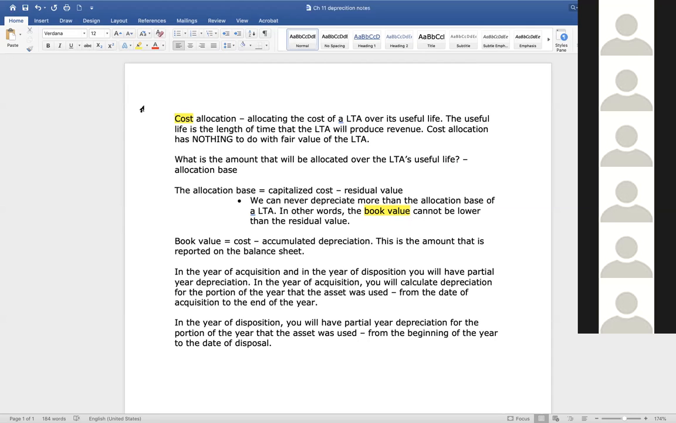Okay, so I'm going to quit sharing the screen, and you can see on page 581 where they talked about partial year depreciation. Here, I'm back, where they talked about partial year depreciation.